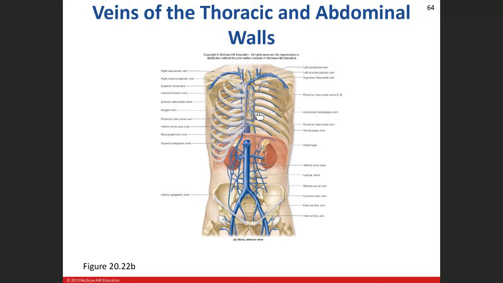All right, so up here we have the accessory hemiazygous vein, and the posterior intercostal veins are draining directly into it. Then down here we have the hemiazygous vein, and it goes all the way down and receives blood drainage from the lumbar veins. Both of these veins, the accessory hemiazygous and the hemiazygous vein, are going to drain into this one right here, the azygous vein. And the azygous vein drains right here into the superior vena cava.